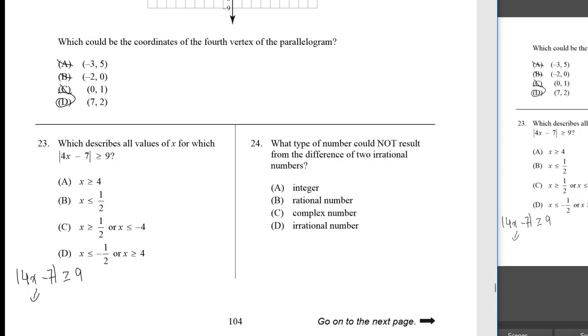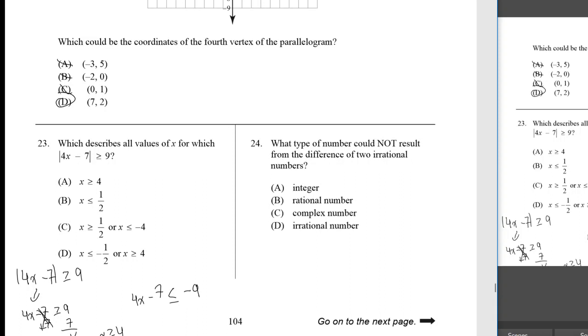So now I can split it. 4x minus 7 is greater than or equal to 9. And then I also have 4x minus 7, and some of you will remember this, I need to flip this sign, is less than or equal to negative 9. And then I add 7 to both sides. 4x is greater than or equal to 16, divided by 4, divided by 4, x is greater than or equal to 4.